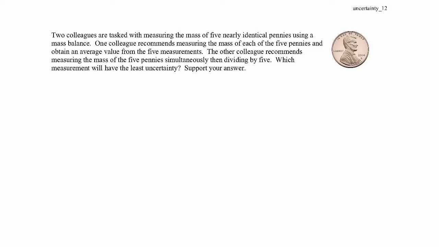In this example, we're told that we have two colleagues who are tasked with measuring the mass of 5 nearly identical pennies, so like what we have in the picture here, using a mass balance. One of the colleagues recommends measuring the mass of each of the 5 pennies separately and obtaining an average value from the 5 measurements. The other colleague says, take all 5 pennies, stack them up, weigh them simultaneously, and then divide by 5.